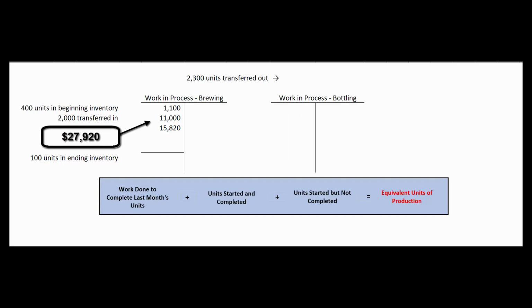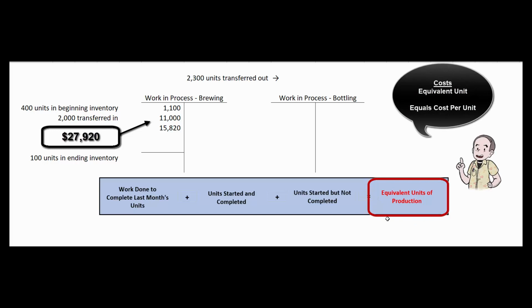$27,920. And our formula for the amount of work that we did is work done to complete last month's units, plus units started and completed, plus units started but not completed, and that'll give us our equivalent units of production. And we'll divide our costs by how much work we did to get our cost per unit, and that's how we'll figure out how many dollars went with these 2,300 units and how many dollars are supposed to stay with these 100 units.